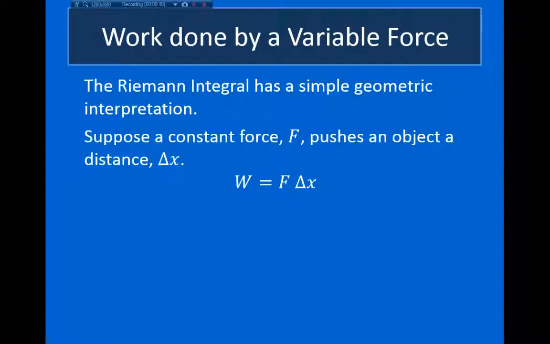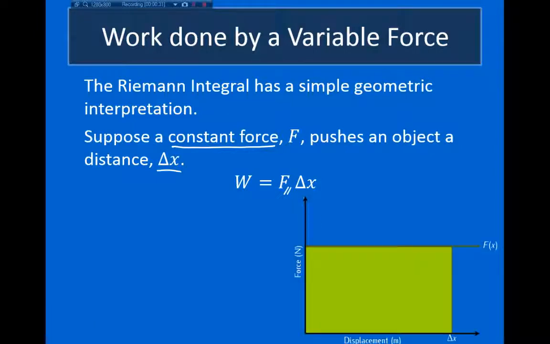So to understand this geometric interpretation, I want to look at a very simple example. I want to look at the work that is done when a constant force pushes an object through a distance delta x. And in this case, we know that the work that is done is equal to the force that is parallel to displacement times the displacement of the object. So if I plot a graph that shows force parallel to displacement versus the position of the object, or its displacement, what we can see is that the work is equal to the area under the force versus displacement graph.